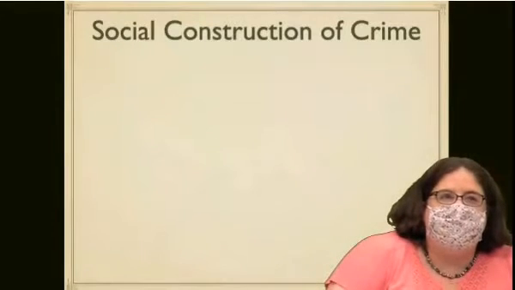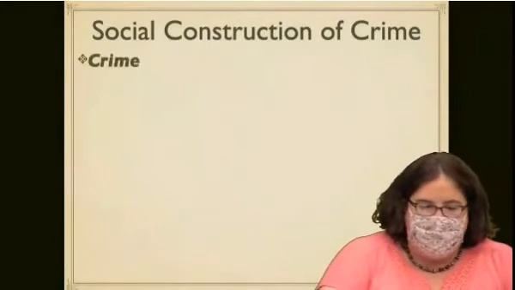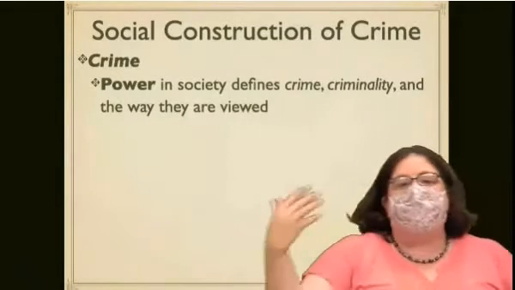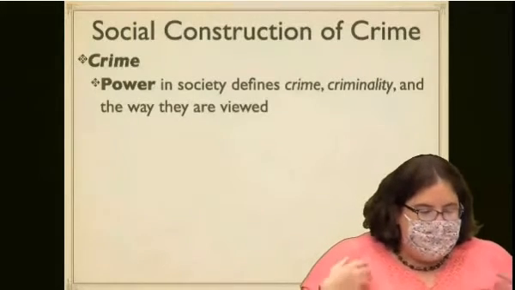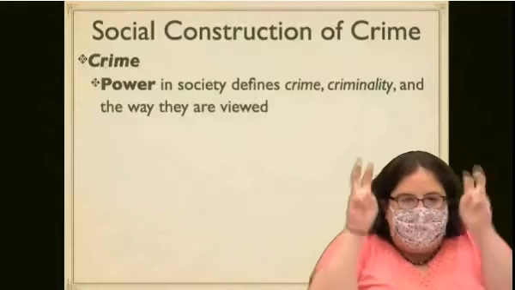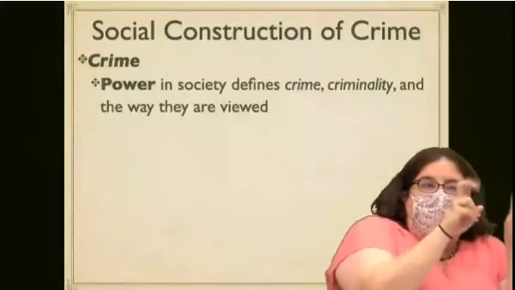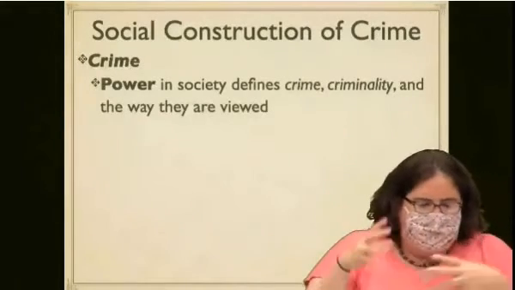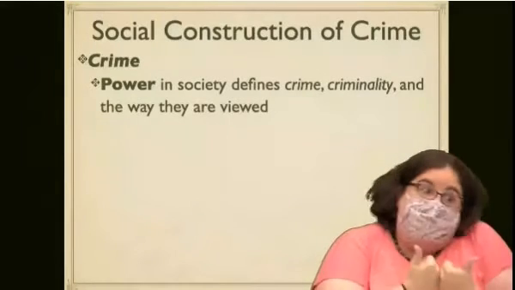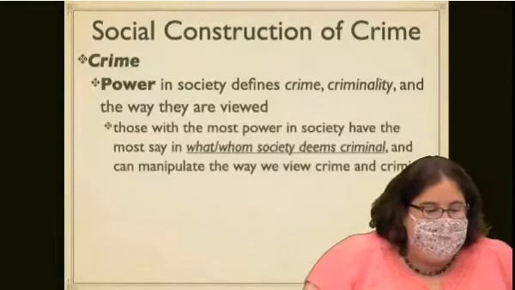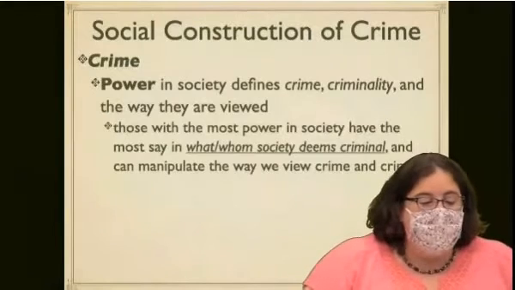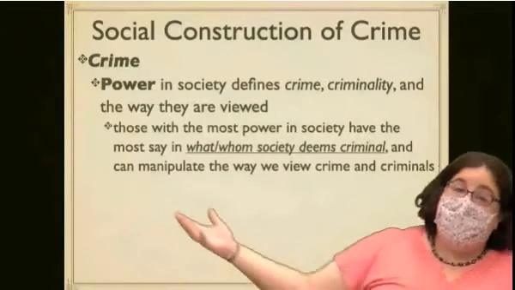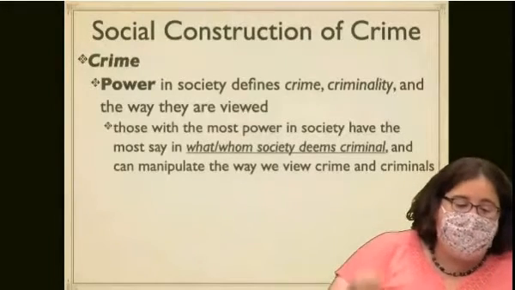This brings me to the next point, which is, who gets to decide what is a law and what isn't a law? And the answer is people in power. Power in society gets to define crime or criminality, or the way they're viewed. We have this idea in society that criminals are a group of people who are different than us, that somehow there are these good law-abiding people and these other people, and it creates an us versus them mentality that's often not reflective of reality. Those with the most power in society have the most say in what or whom society deems criminal. And because they have that power, they can, and sometimes do, manipulate the way we view crime and criminals.